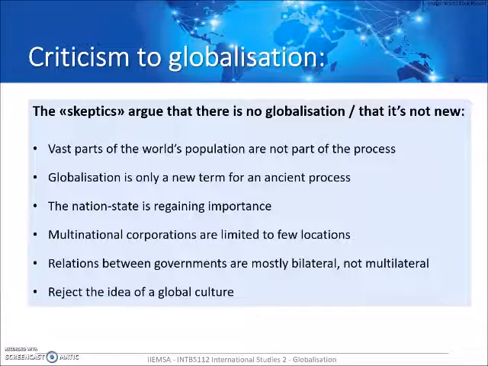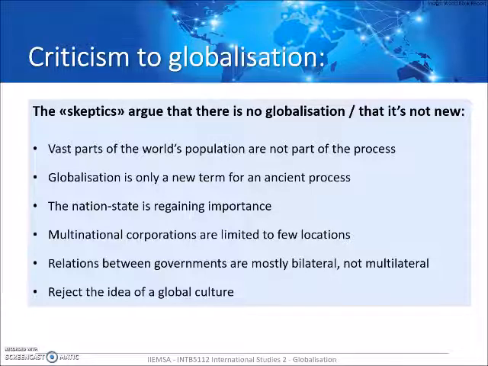Another argument is that globalization is only a new term for an ancient process. This pretty much links to Chanda, to the fact that as humans we've always been expanding and looking for more, and so there is this argument that it's always been like that. It's just at a stronger level now than it was 1,000 years ago. But even 1,000 years ago, people would go and look for new territories.